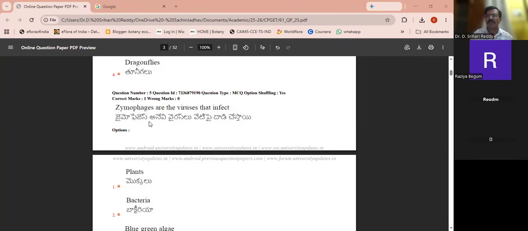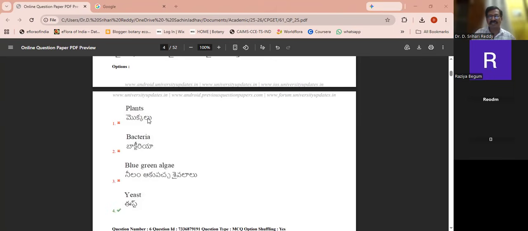And the viruses which infect the cyanobacteria are called cyanophages. And here they ask the question, zymophages. These are the viruses which infect: plants is wrong, bacteria is wrong, blue-green algae is wrong, and yeast is the right answer. Okay?